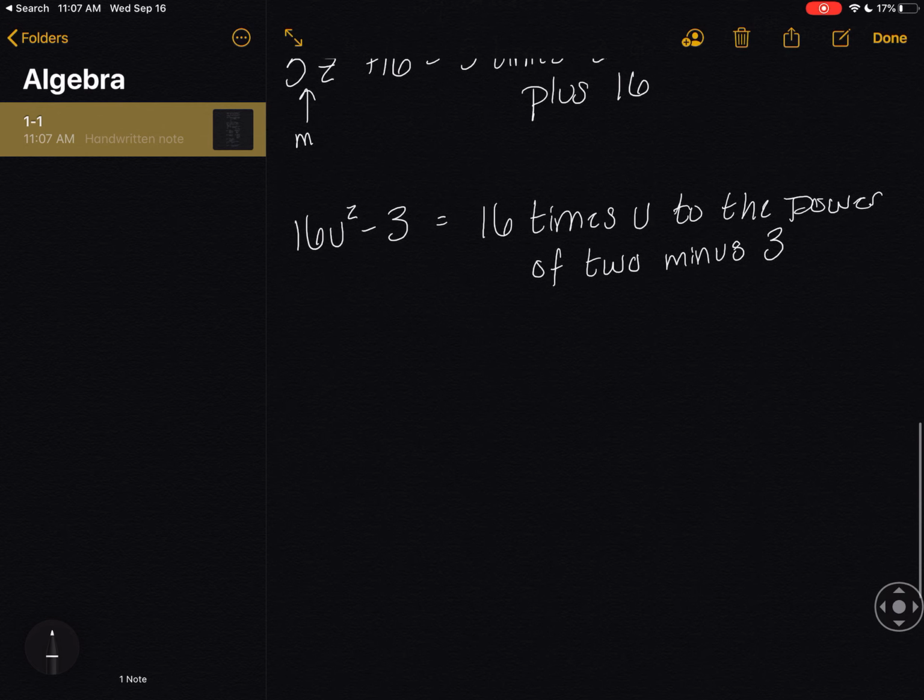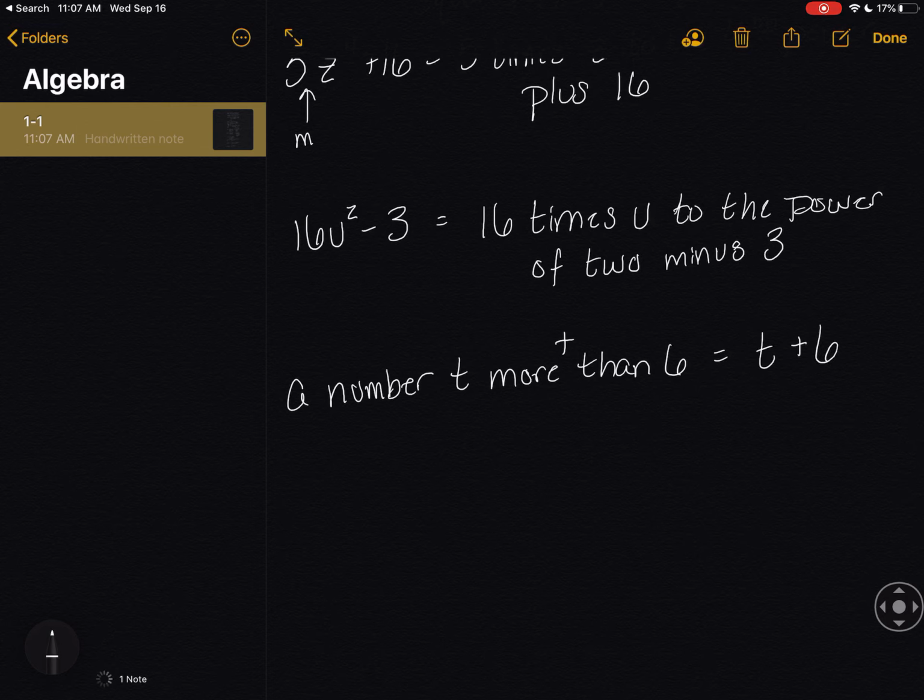So sometimes I'm going to be asked to go in the opposite direction. So maybe I'm given a number t more than 6. Remember, I said if I use the phrase more than, that means I am adding. So it would just be t plus 6, or you can write that the other way.